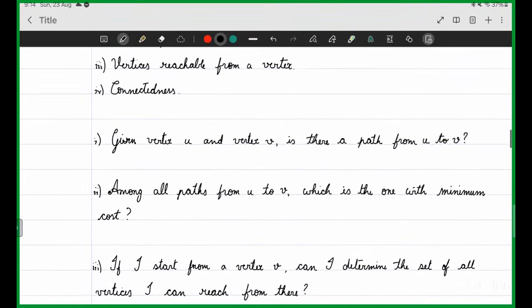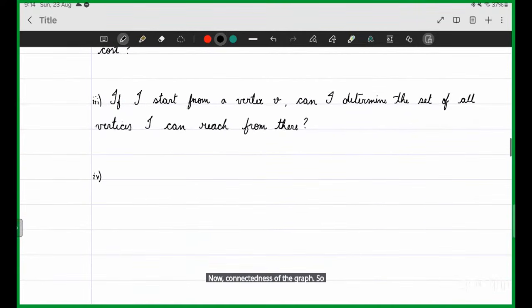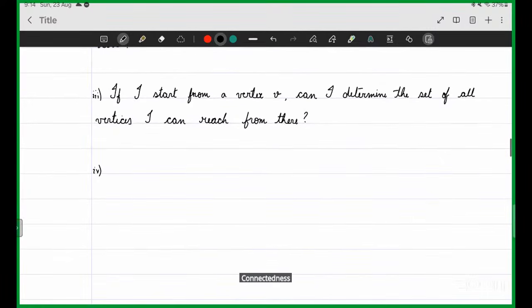Now, connectedness of the graph. So connectedness is, can I go from anywhere to anywhere?